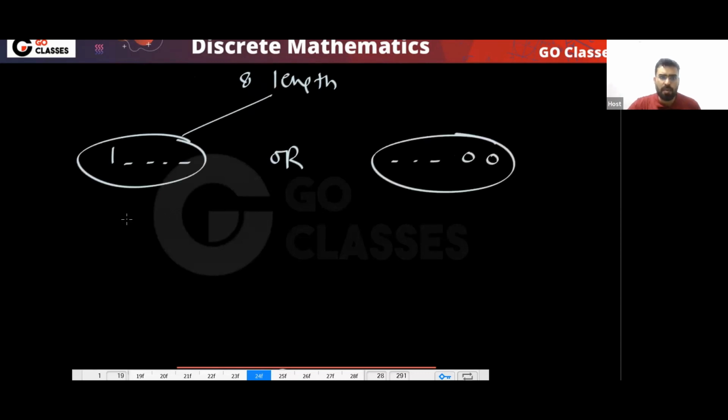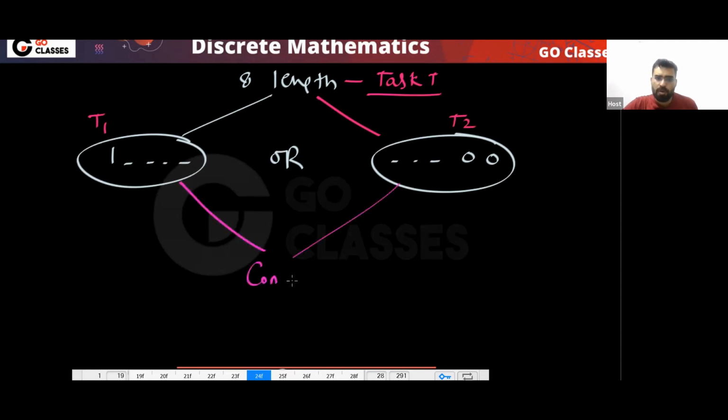Now remember, are these two disjoint? This is your main task, T1 and T2. Can I say they are disjoint? They are definitely not disjoint. What is common between them? Let's find out. Starting with 1 and ending with 00 is common, right? So these things are common.